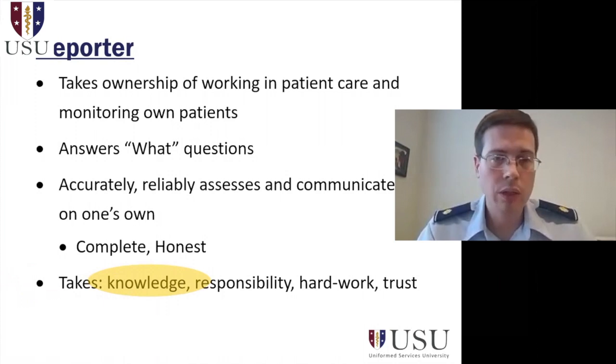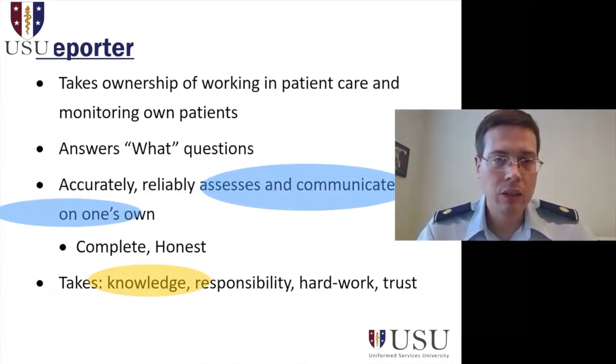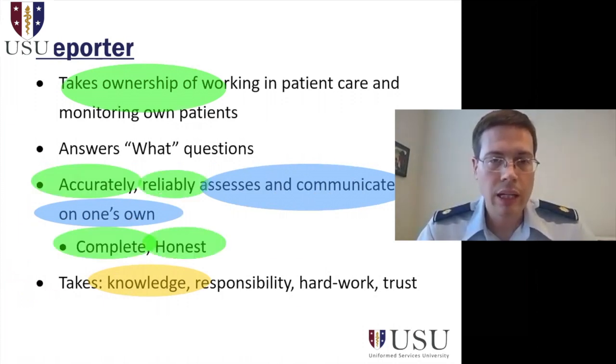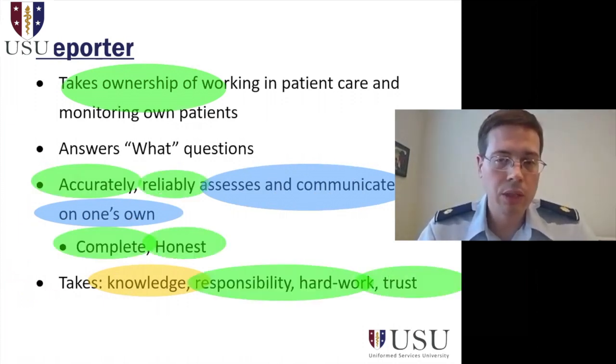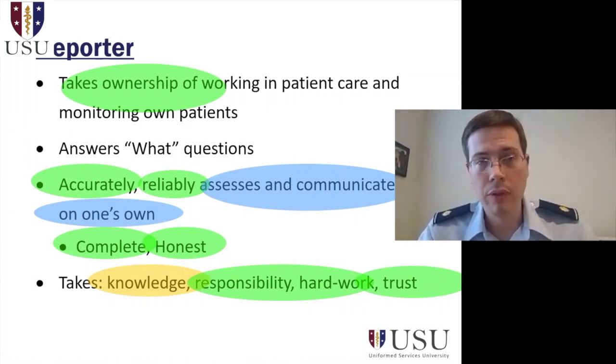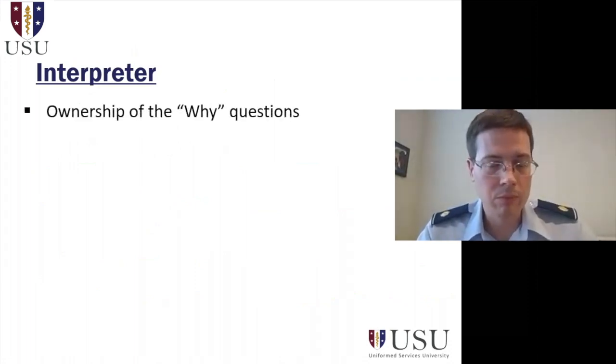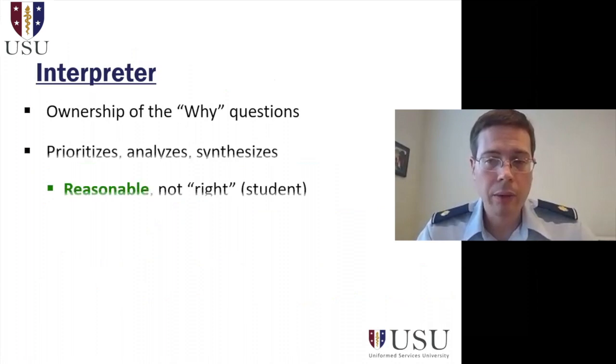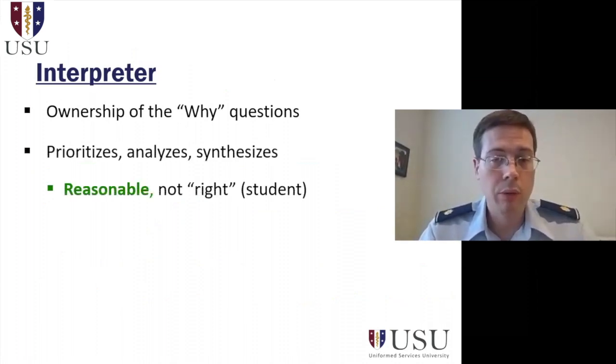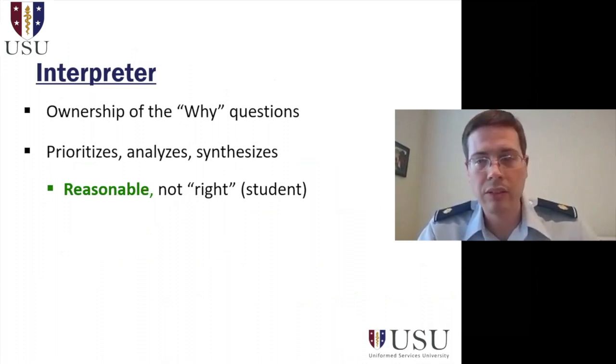So yellow here for knowledge, the skills coming in blue, and then attitudes coming in green. And as you can see from the distribution of the colors, much of reporting is really about attitude and professional demeanor. The interpreter then builds on those foundations of the reporter and continues having all of those attributes, but now tackles the why question. They're able to prioritize problems. They're able to break them down for analysis. They're able to offer up differential diagnoses, and they're able to synthesize the case clearly.